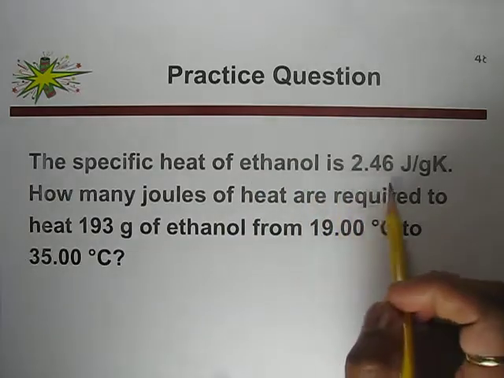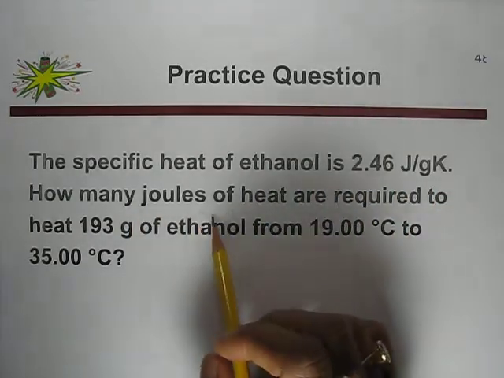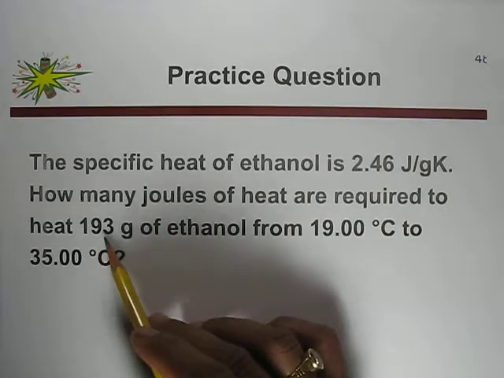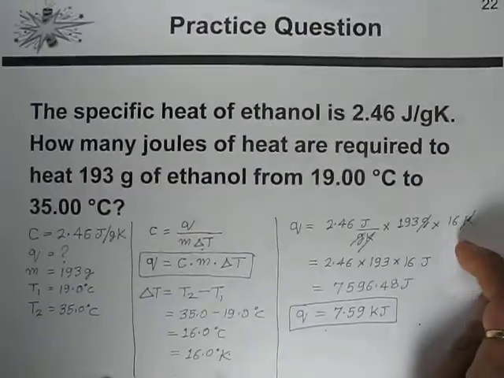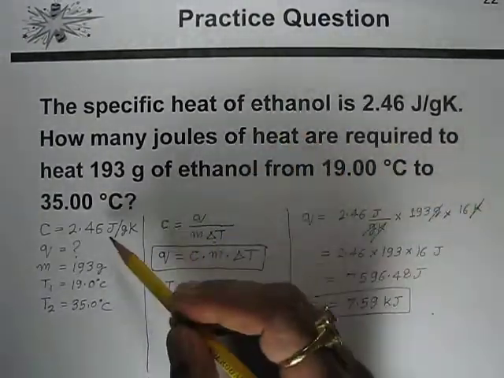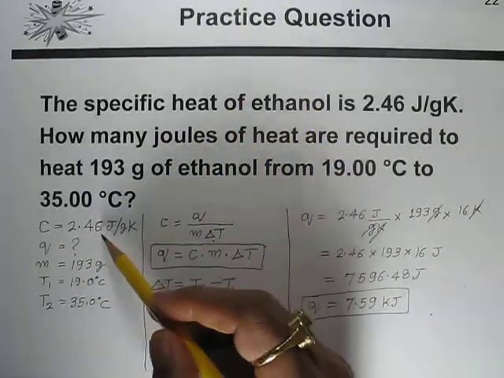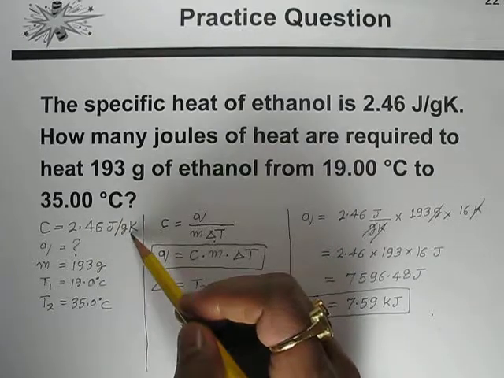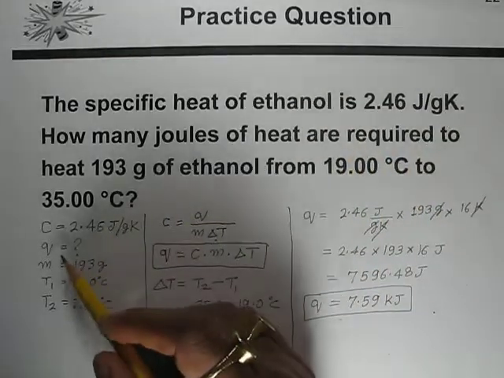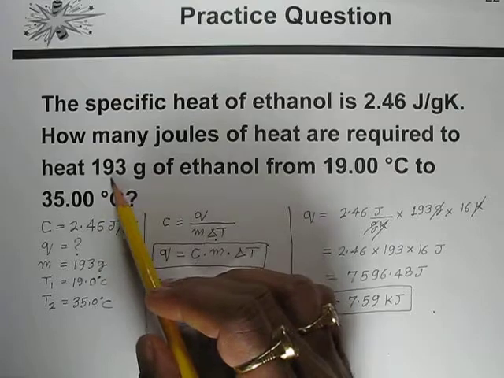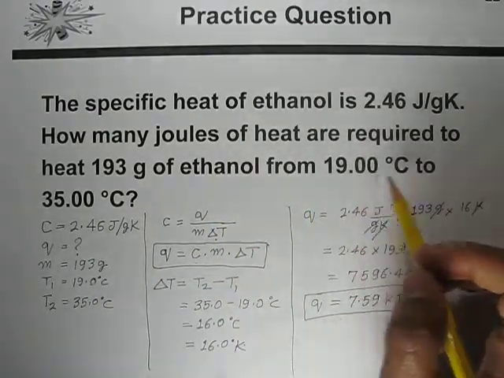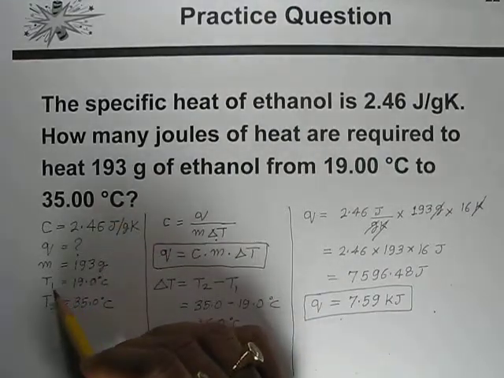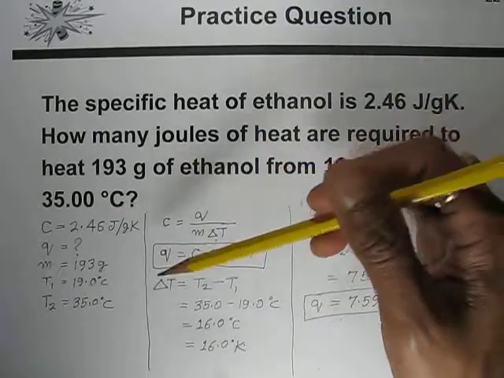The specific heat of ethanol is 2.46 joule per gram Kelvin. How many joules of heat are required to heat 193 gram of ethanol from 19 degrees Celsius to 35 degrees Celsius? So let's see how we'll solve this question. The values given are C, the specific heat, 2.46 joule per gram Kelvin. They are asking for Q, the heat. The mass m is 193 gram. The initial temperature T1 is 19 degrees Celsius, and T2 is 35 degrees Celsius.